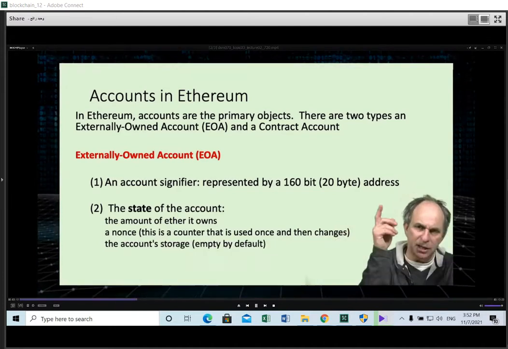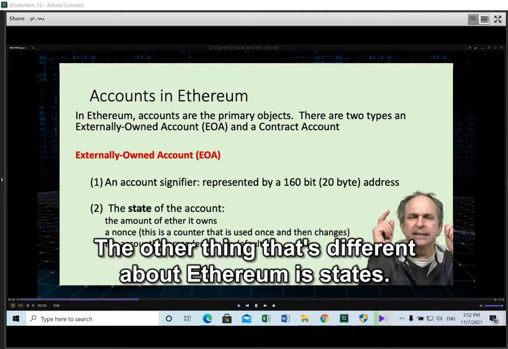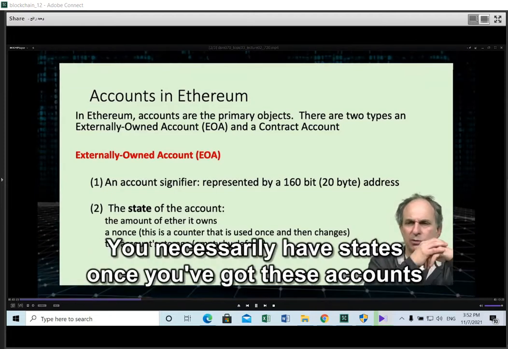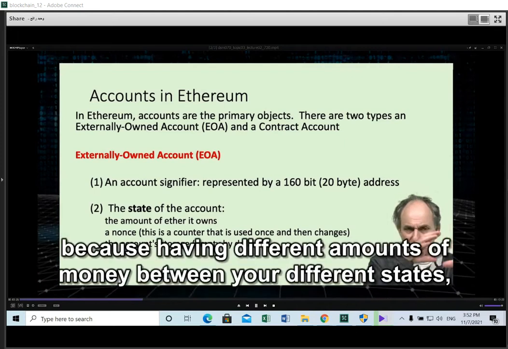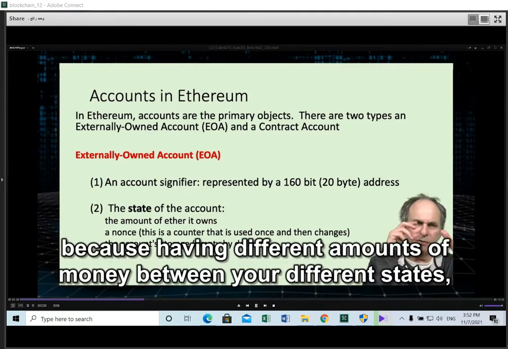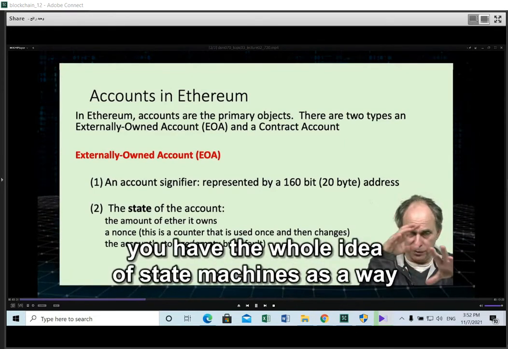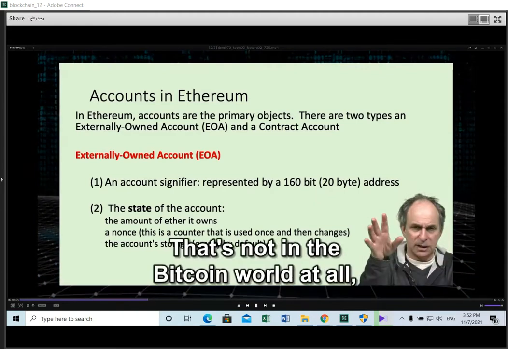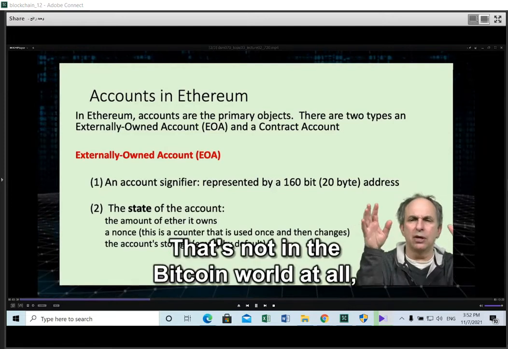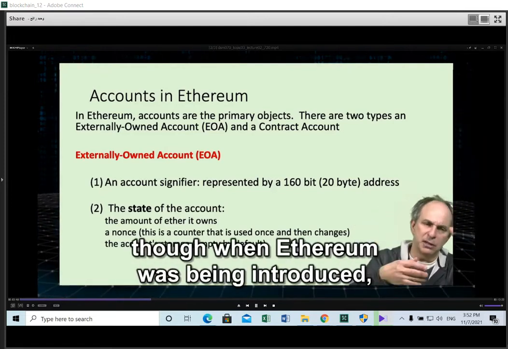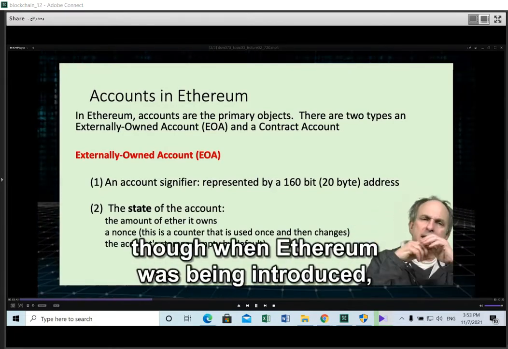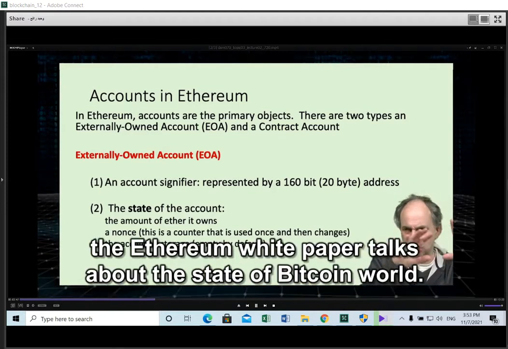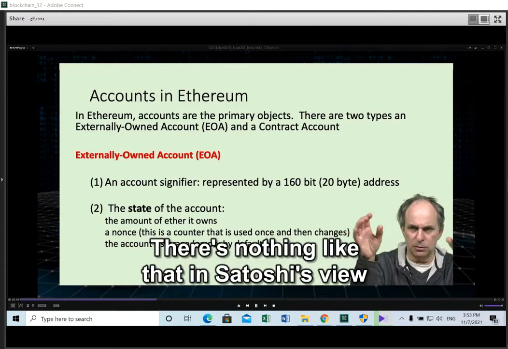The other thing that's different about Ethereum is state, and you necessarily have states once you've got these accounts, because having different amounts of money puts you in different states. So you have the whole idea of state machines as a way of thinking about the world. That's not in the Bitcoin world at all, though. When Ethereum is being introduced, the Ethereum white paper talks about the state of the Bitcoin world, but there's nothing like that in Satoshi's view.